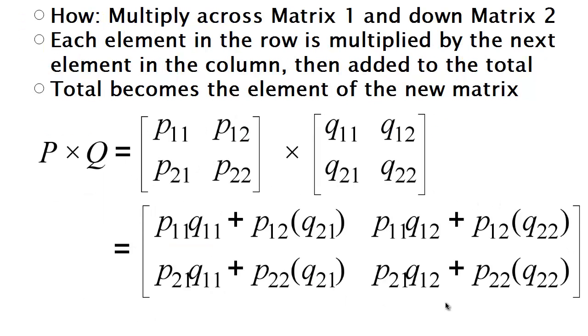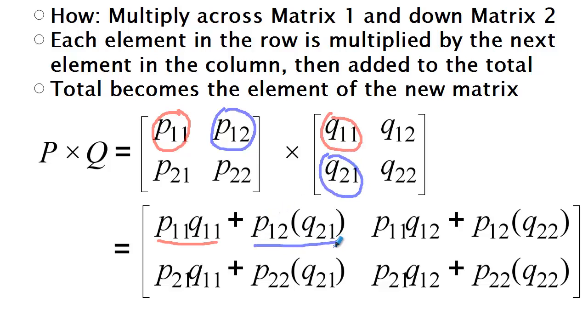So to get the first element in the new multiplied matrix, we have to take P11 times Q11 plus P12 times Q21. Notice how we went across the row and down the column. P11 times Q11, P12 times Q21. The element where the row and the column intersect, which is the first element, the 1, 1 element, is going to be the sum of those multiplications.